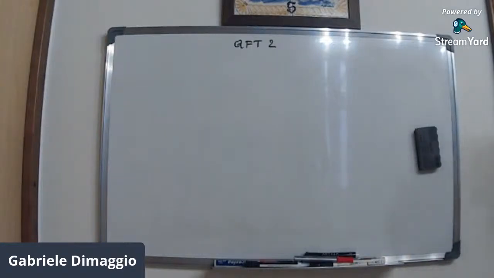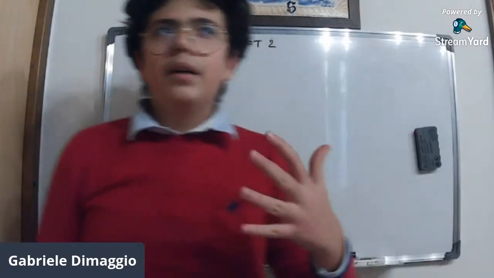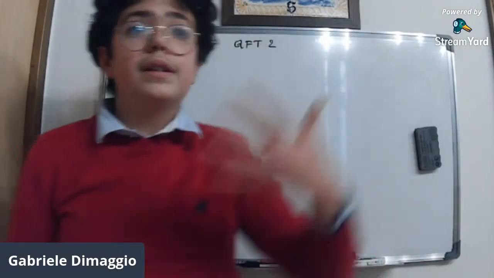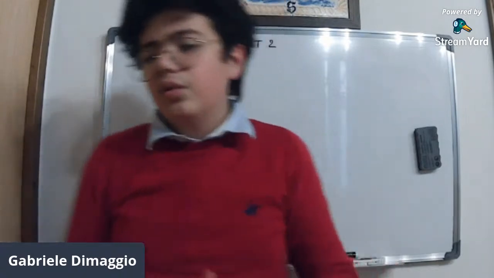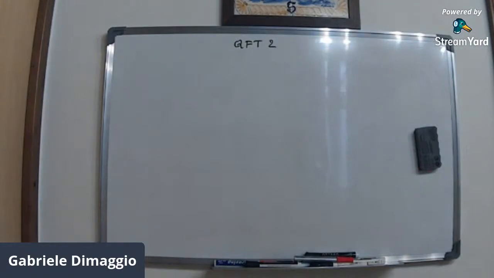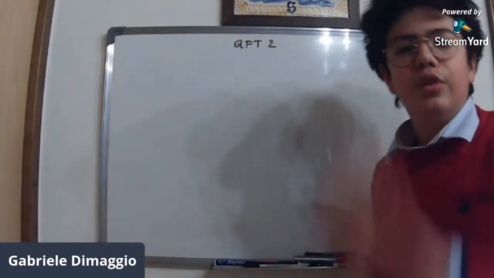Perfect. To understand this video, you must know something about differential geometry. So, for example, what's a differential manifold? What's a smooth manifold? You have to know what this is. Okay, perfect. So, let's start with the definition of Lie group.